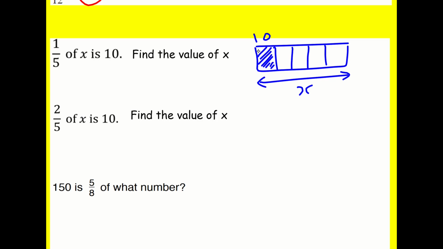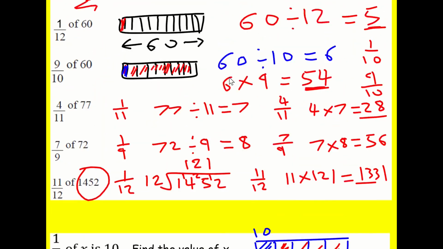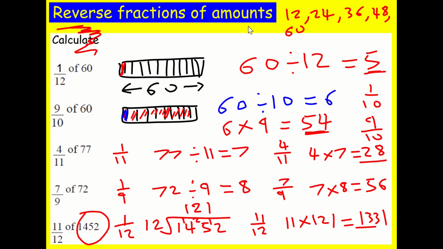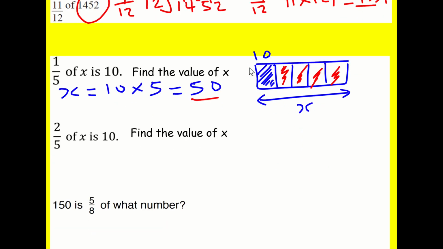This time I've got one part is 10, and I've got 5 parts in total. So x is going to be my 1 part multiplied by 5. I get 50. I hope that makes sense from this diagram. I've got this 1 part, and then I just need another 4 of them, or I need 5 in total. That's why I times by 5. So our first answer is 50. Please make a note of this with the title of reverse fractions of amounts.